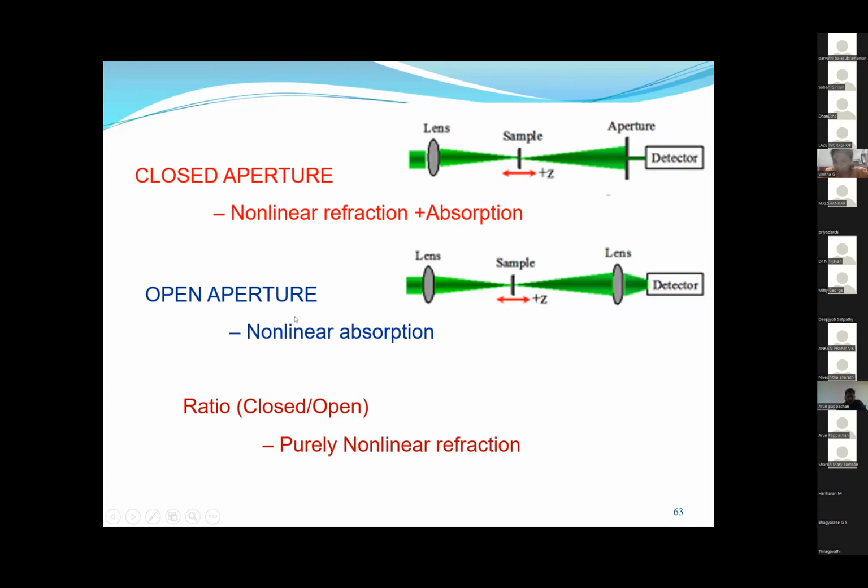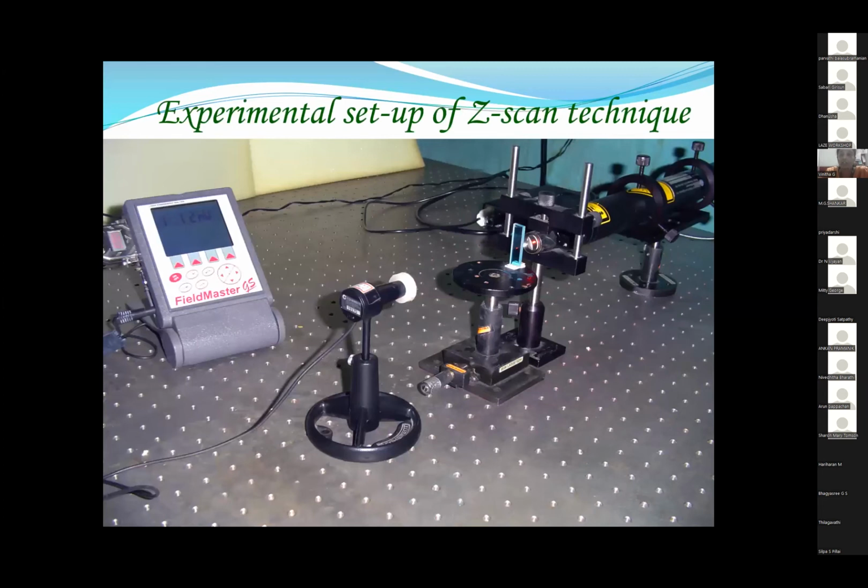So in many of the papers that you people would have seen, directly from the closed aperture, the nonlinear refractive index is being calculated. Let us make a note that it is a wrong way of doing. We have to first eliminate this absorption so that you get pure nonlinear refraction. And how do I do that? We take the ratio of the closed to the open so that this is refracted and you get pure nonlinear refraction, and using this you find out the nonlinear refractive index. Using the open aperture, which doesn't have anything else except the absorption, you can calculate beta, which is the absorption coefficient.